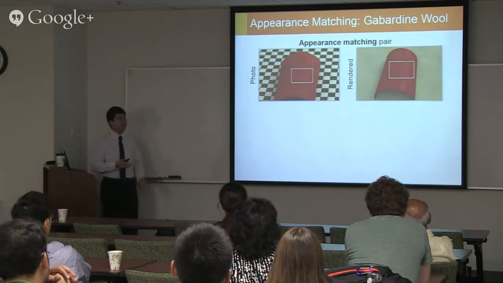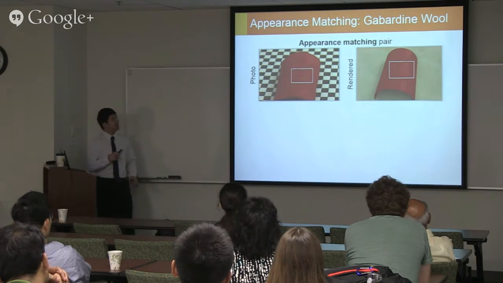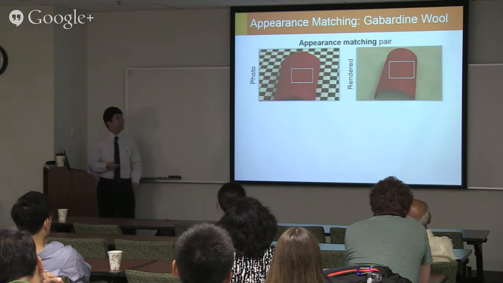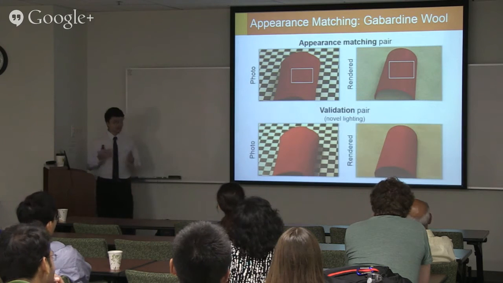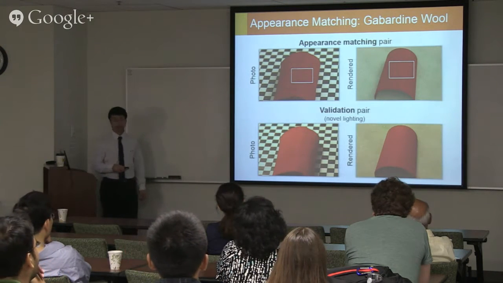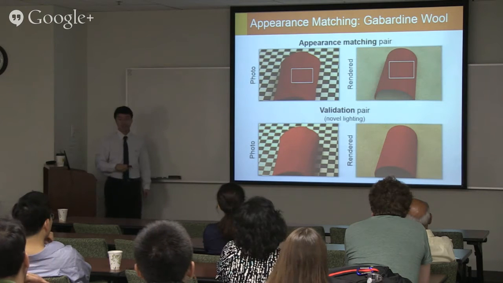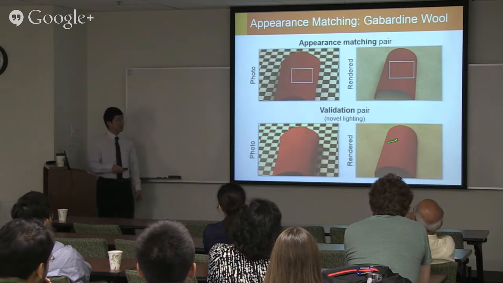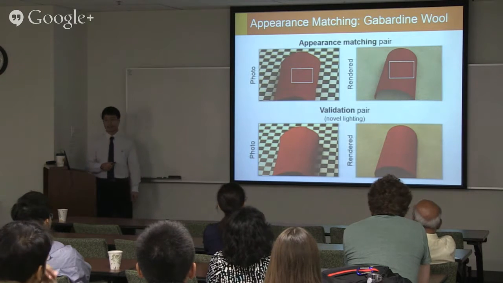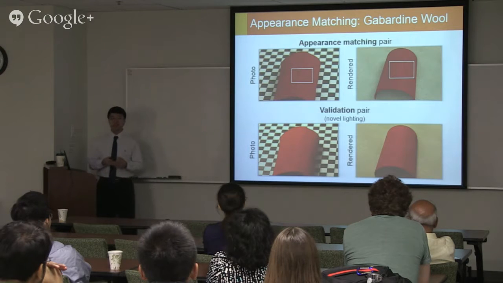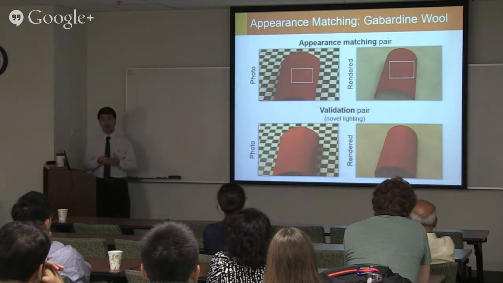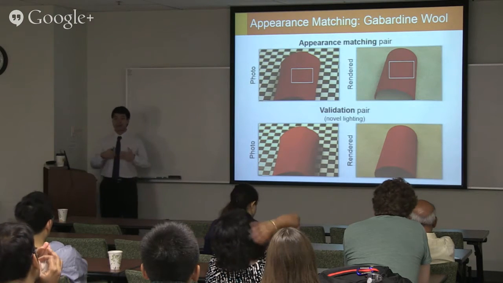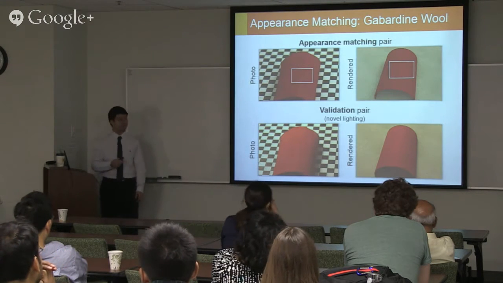Here we show another result for gabardine wool. Based on the scanned geometry, our method is able to reproduce the detailed texture on its surface. For validation, we switched to a novel lighting under which the texture is more pronounced. Again, because we know the underlying geometry, we successfully capture this effect. So these results further demonstrate that with detailed geometry, one relatively simple material model is able to capture very complex visual effects.